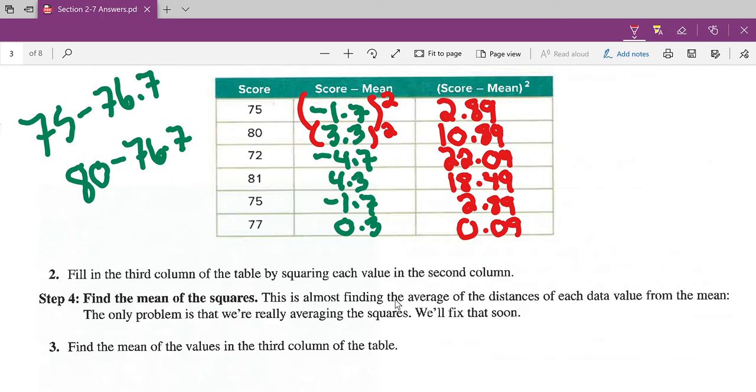So basically you want to take the answers we found in red, add them all up and divide by 6. You're going to find the average of the squares. So you're going to add up 2.89 plus 10.89 plus 22.09 plus 18.49 plus 2.89 plus 0.09. And I'm going to do that in my calculator real quickly here. So we have 2.89 plus 10.89 plus 22.09 plus 18.49 plus 2.89 plus 0.09. Gives me a total of 57.34.